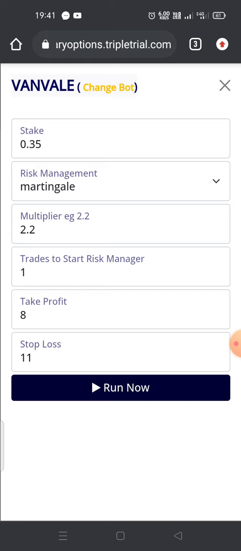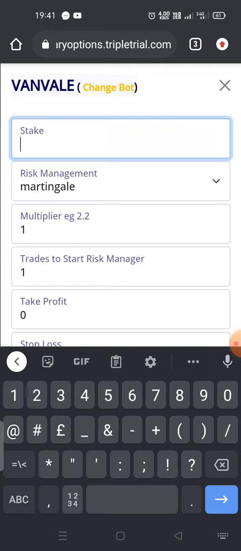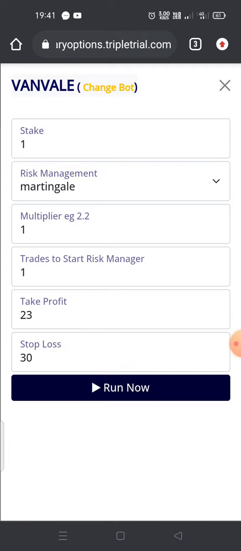So how does the Martingale strategy work? For example, you are trading with maybe $1.